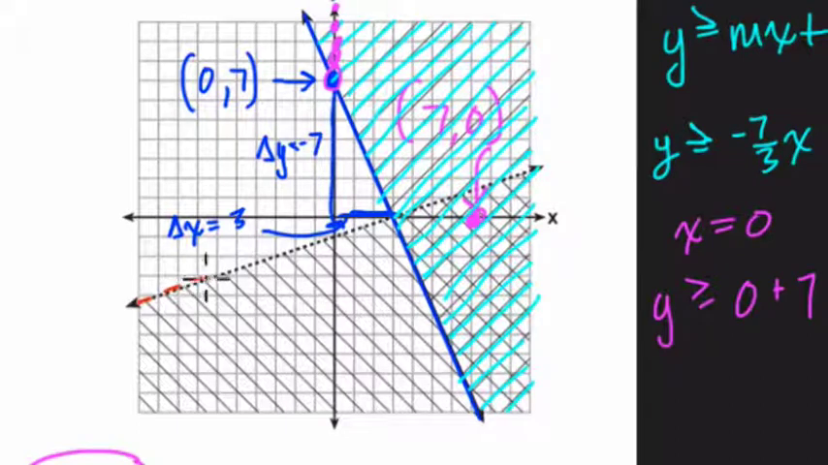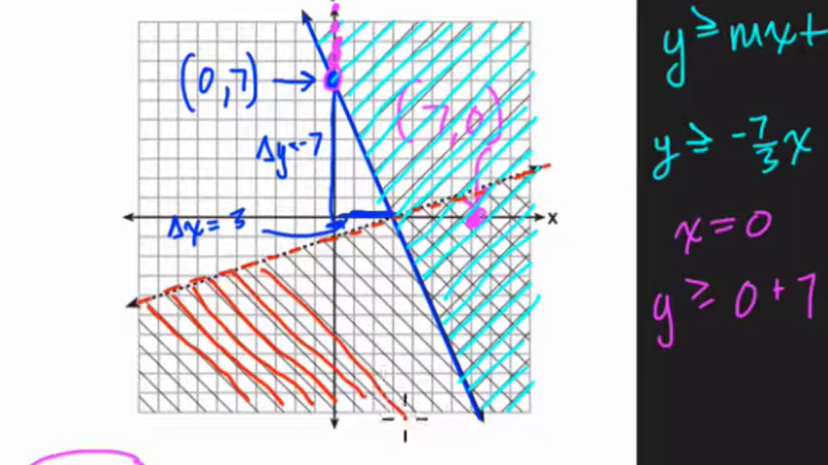Now this one's a little bit different here. We have a dashed line. Unlike a solid line, a dashed line, as you can probably infer, means that we don't include points on the line itself. And in this case, notice we're shading below the line. So in this inequality, y is not going to be larger than or equal to, but less than, right? So it's anything lower than the line itself.